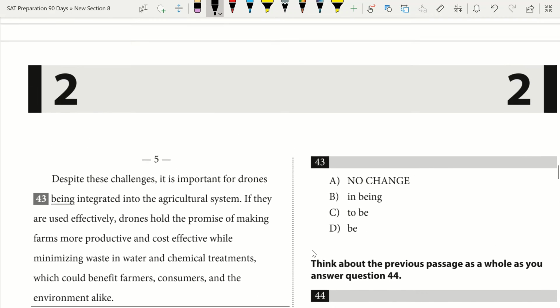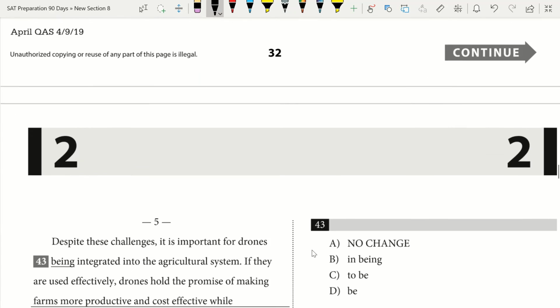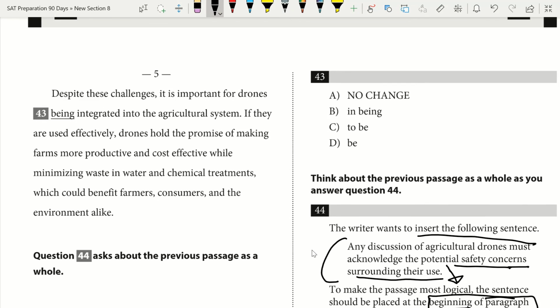We got 43 as our last question, I do believe. Let me just double check. Looks like we do. So we've got, despite these challenges, it is important for drones. That's going to be 2B. How did I know that? Well, this is an idiom question, right? It's just asking us what's idiomatic or what would we naturally say? What would standard English conventions have us say? And that would be 2B.